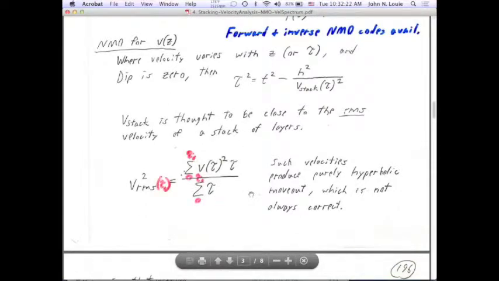Okay, now what about the much more common situation, unlike constant velocity that's so easy for us to write down, the more common situation where we have velocity that varies strongly with depth z.